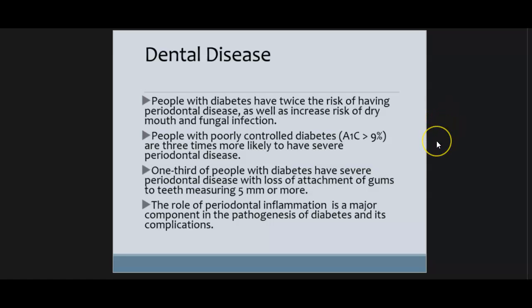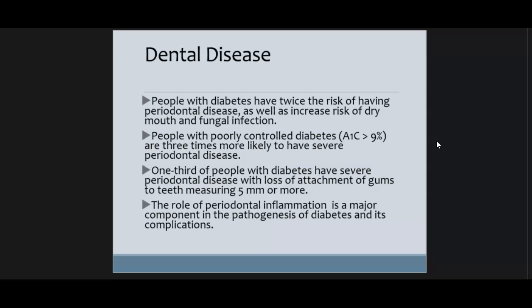People with poorly controlled diabetes, so if their A1C is like a 9 or higher, that means on a regular basis they are poorly controlled. They're far more likely to have periodontal disease, 3 times as likely. And then 1/3 of people with diabetes have severe periodontal disease, and you can see that by their pocket depths and their attachment loss. They'll have attachment loss measuring at least 5 millimeters or more.